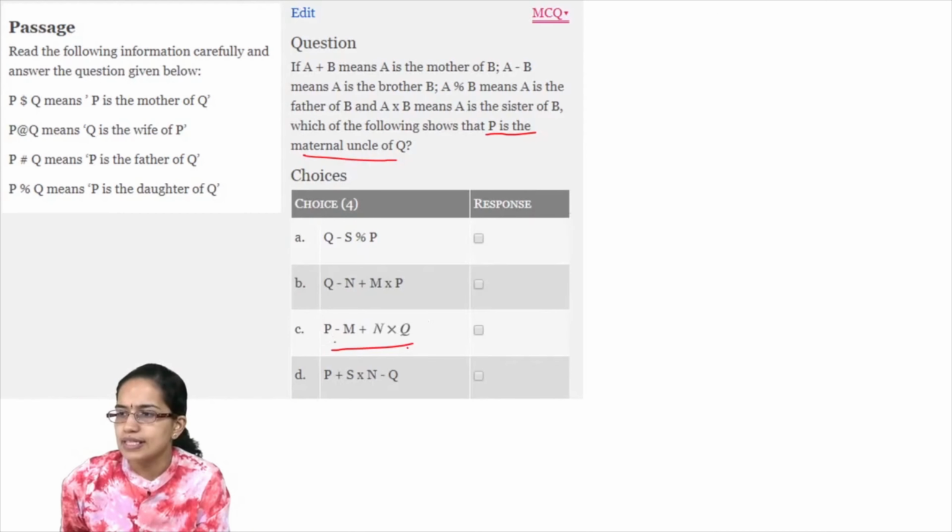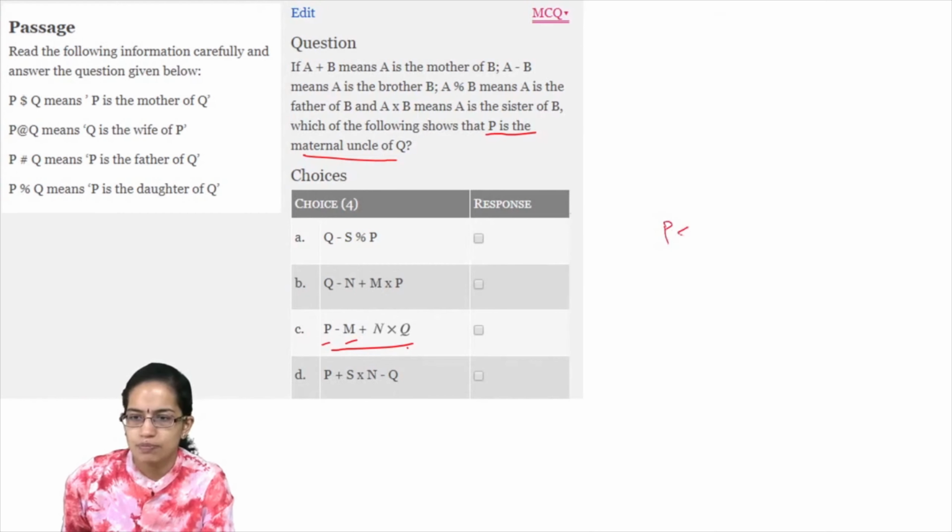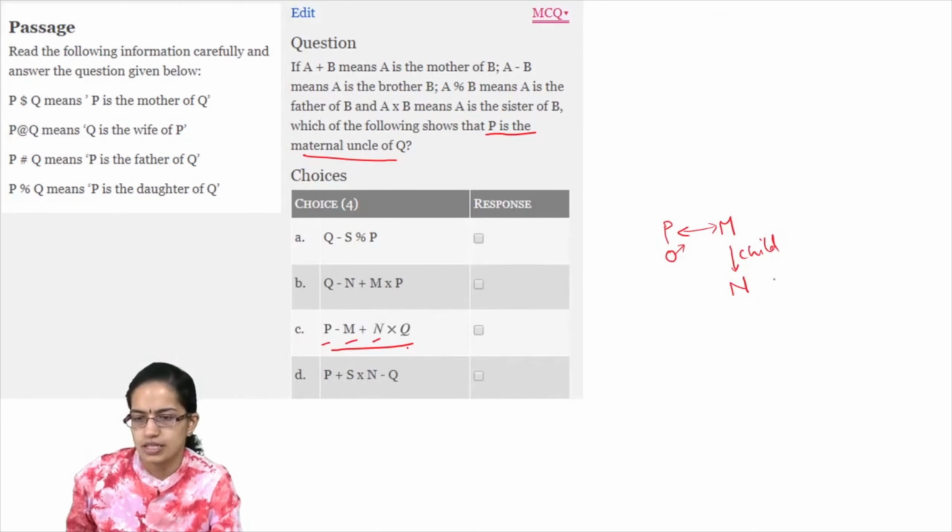Okay, so the minus sign denotes brother. So P is the brother of M. So P and M are at the same hierarchy, and P is the brother. Then you have M plus N, where plus means mother. So M is the mother of N. So M's child, I can write it as, child is N, and cross means sister. So N is the sister of whom?